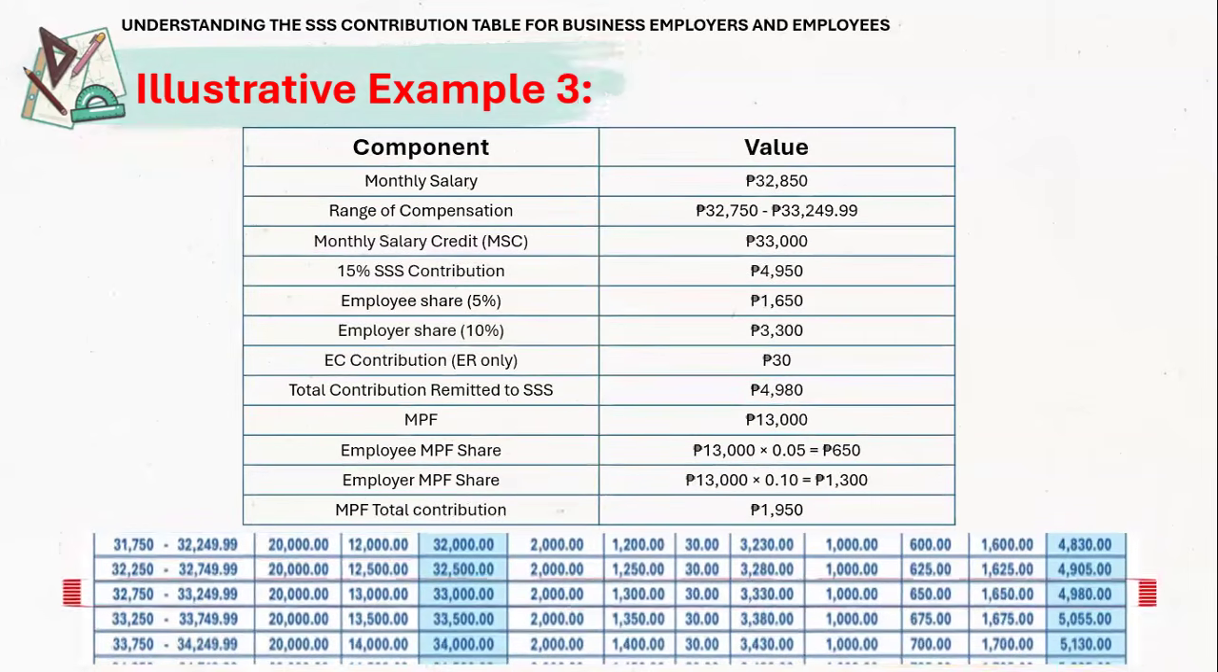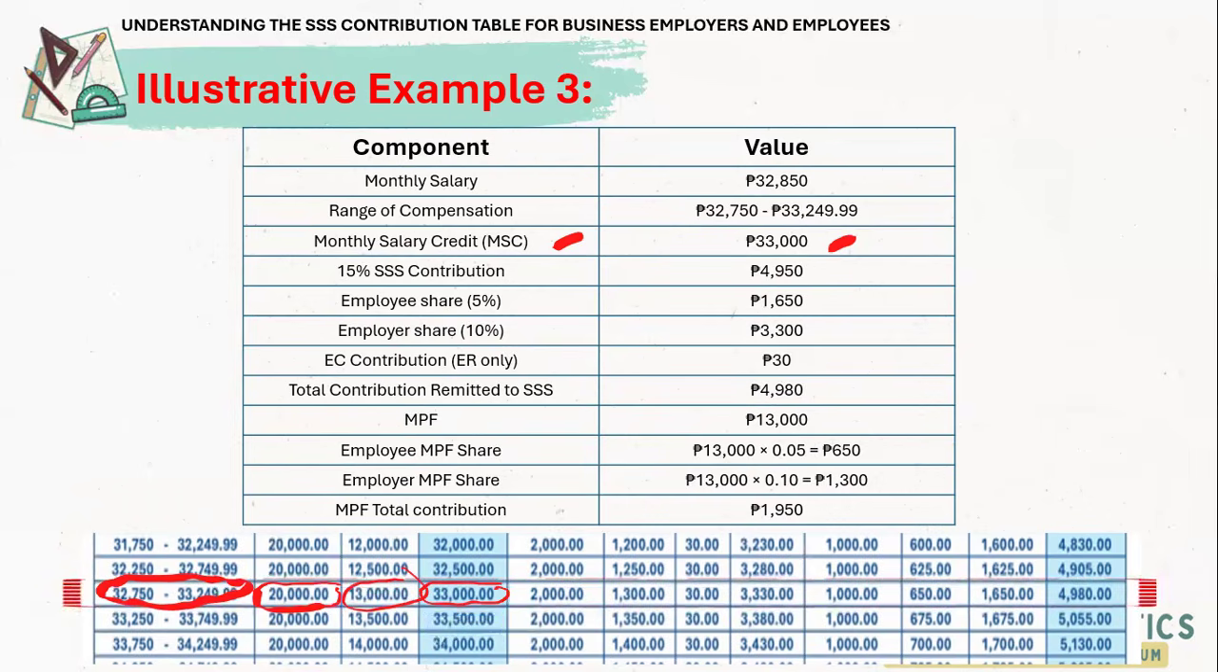Now let's have example number 3. What if you don't have your exact monthly salary, and it is 32,850? Remember that it will be under this bracket. So your considered MSC will be the rounded off number. So that's 33,000. So on top of your 20,000, your excess will be 13,000.